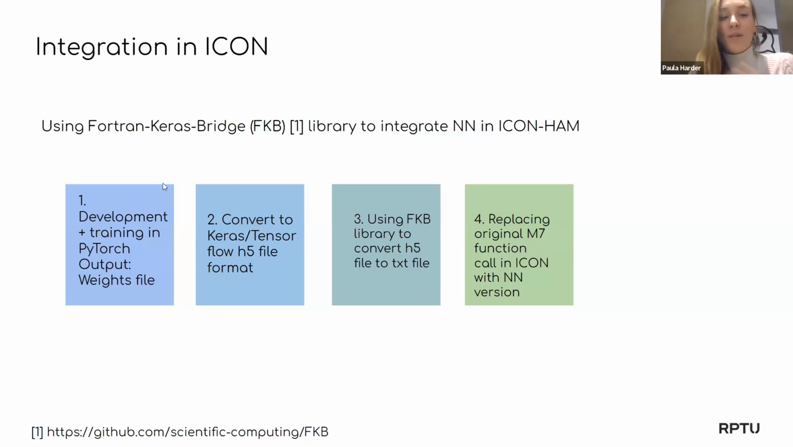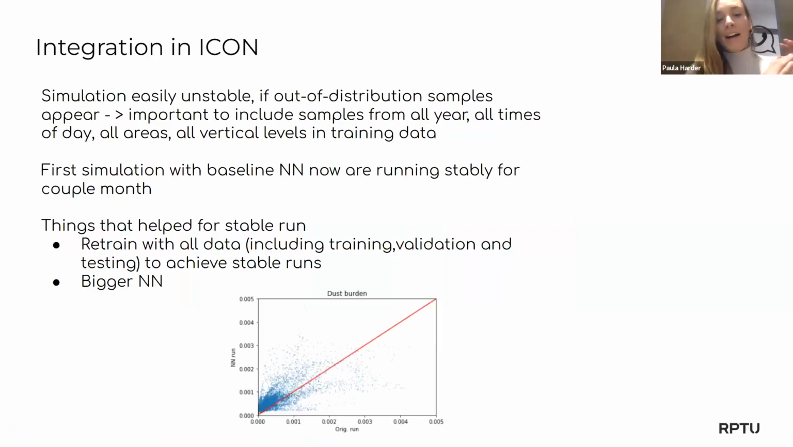I worked only in Python, so I had to transform it from Python to Keras, but that's also fairly easy to do. And then just replacing the M7 function with the neural network's version. That actually turned out to be harder than thought.